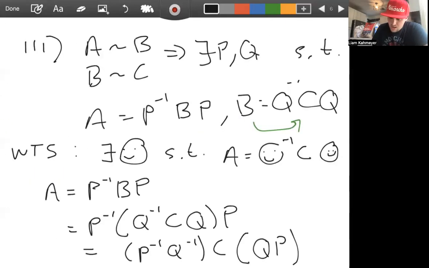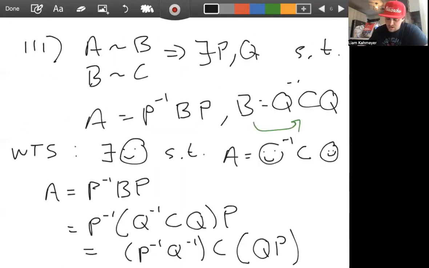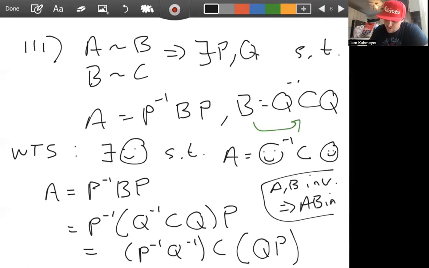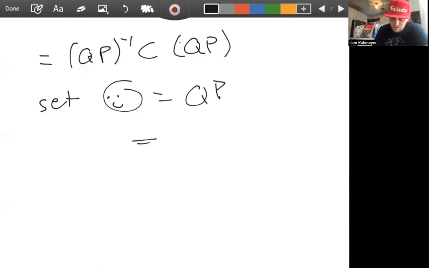QP. And then there's a subtle statement that needs to be made, and that's to recall that A and B invertible implies the product is invertible. So that's a subtlety here. Well, then we set smiley face equal to QP, which implies that A is similar to C. Cool, QED.